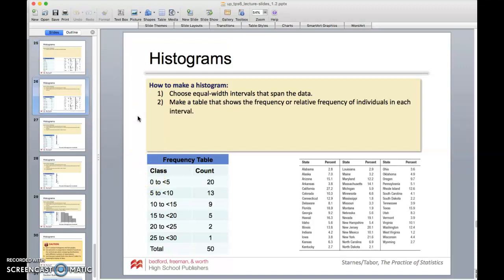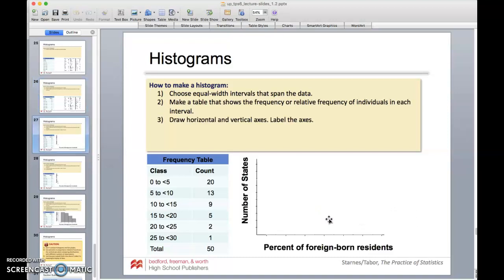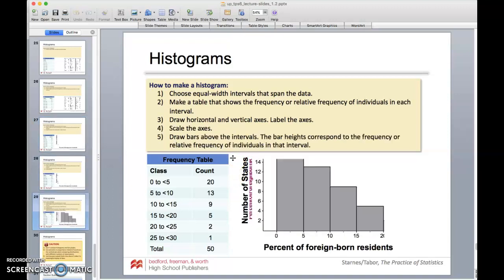All right, and then we're going to make a table. It's kind of nice where you just go through the data and make a tally as we go and make those counts. And that's the relative frequency that we have. It shows the frequency here. We're going to draw vertical and horizontal axes. We're going to label it. So again, percent of foreign-born residents. Here's the number of states that have that in that category. We're going to scale it. Obviously, we have the scale there. And again, we can always change that to percentage if we want to make it a relative frequency table or relative histogram. That kind of makes sense to you. A lot of times use that.